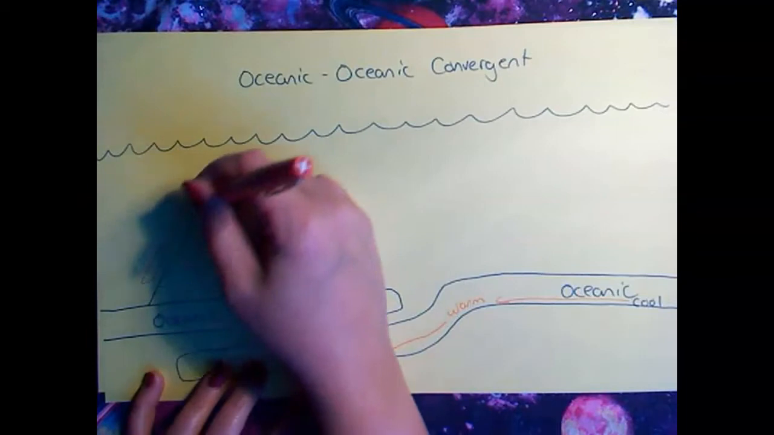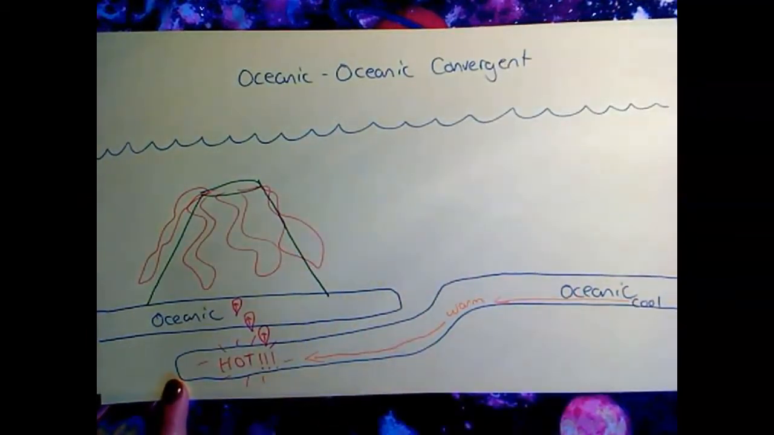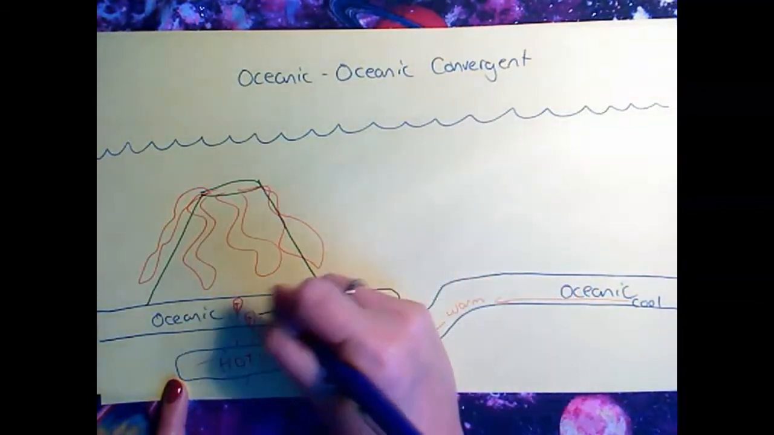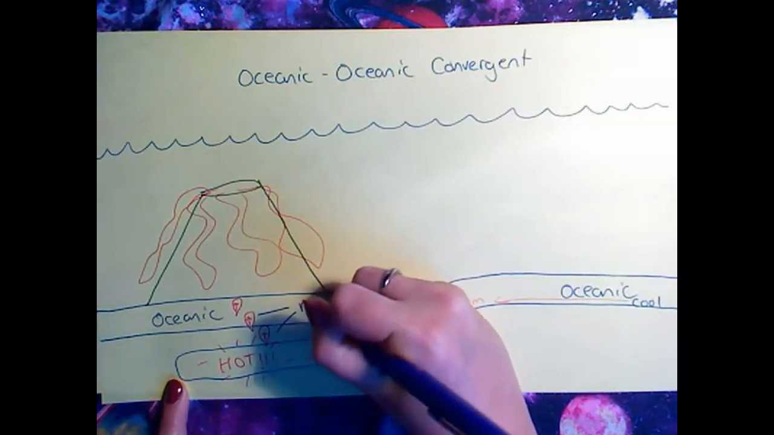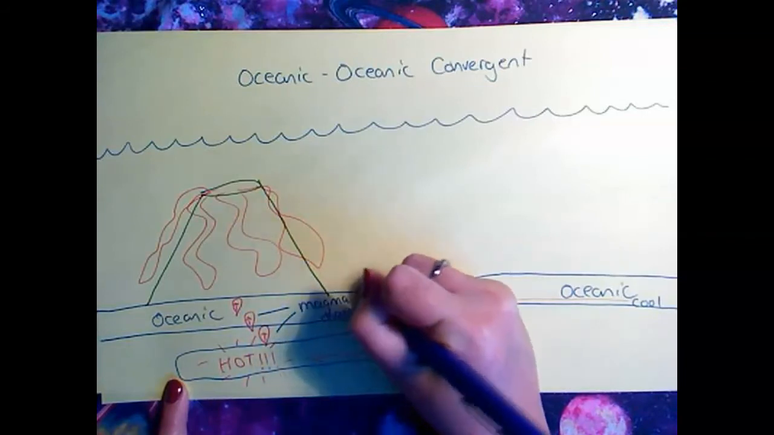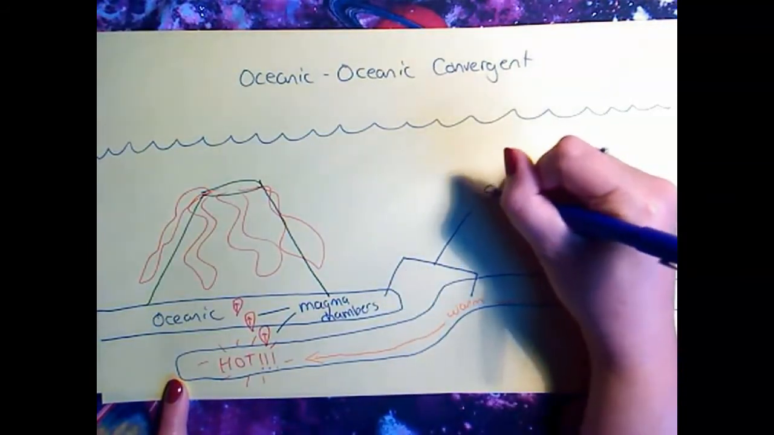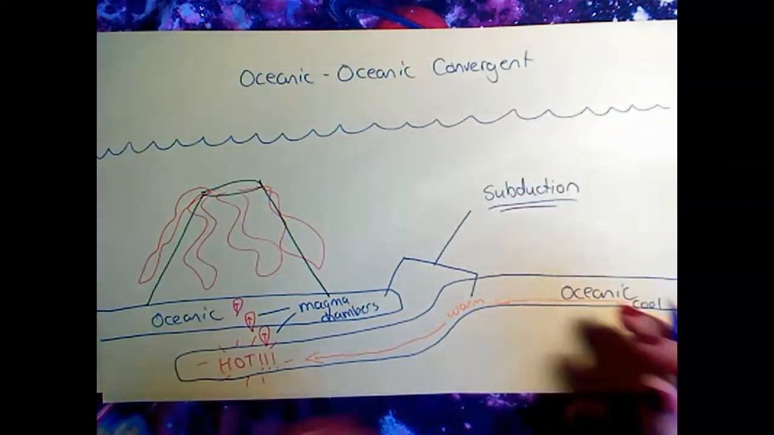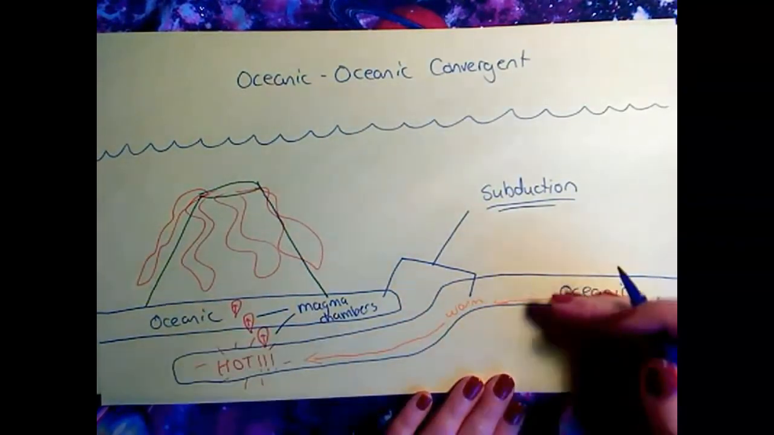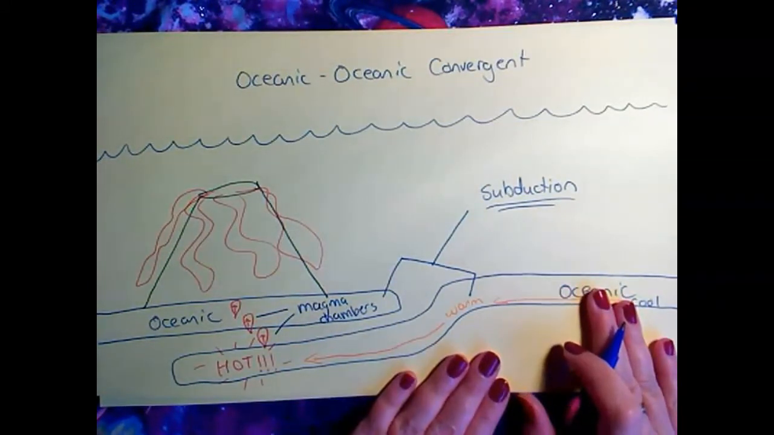So yes, there are volcanoes that occur underwater, and it's the same process. And don't forget, right here we have our magma chambers. These are new words that we've learned. And right here is our subduction zone. That's when that one piece of crust is shoved right under the other one. And this is going to happen with an oceanic convergent boundary.